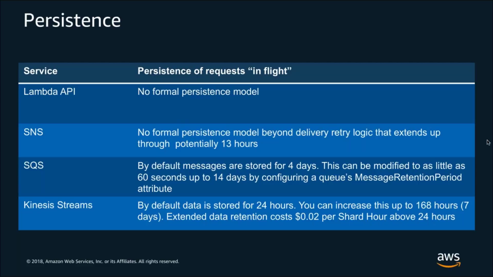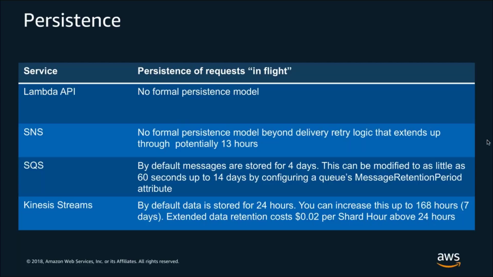Now, you might think to yourself that you want requests to be handled as quickly as possible, and in many use cases, that is the truth. However, there are times when you have to think about, say, in the case of a failure, what has happened to the request? What has happened to the data in the request? So persistence in this case matters just as much as durability, in the sense that if my downstream service has a problem, I want to make sure that it's going to continue to hold that data for me until I have fixed my problem. So with the Lambda API, there's no formal persistence model.